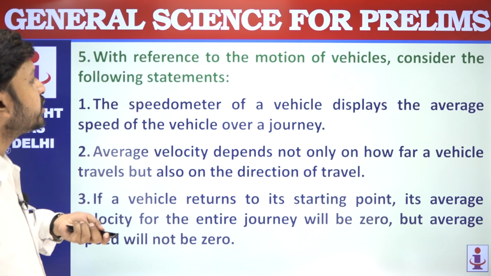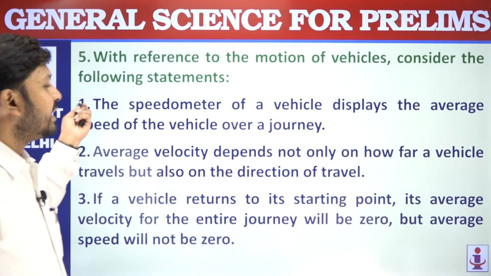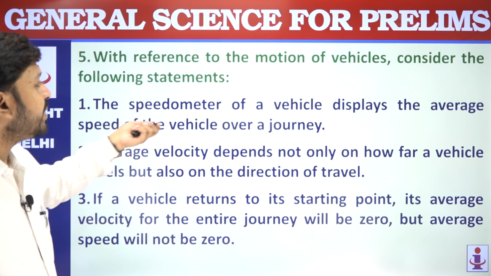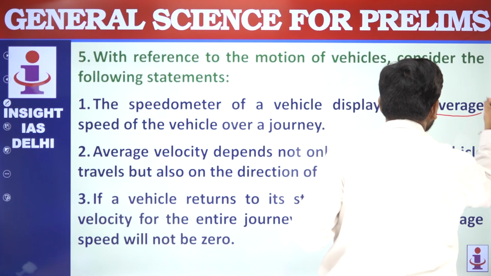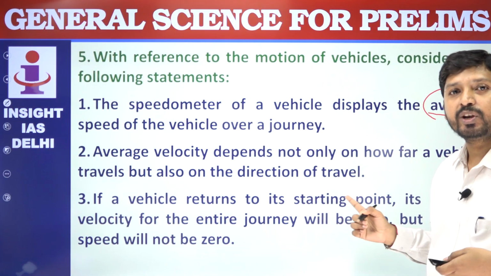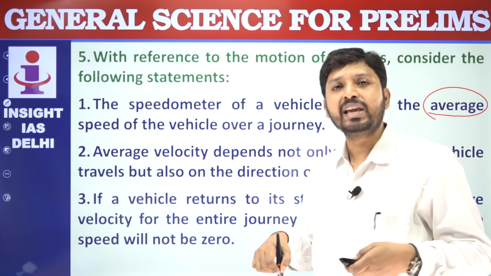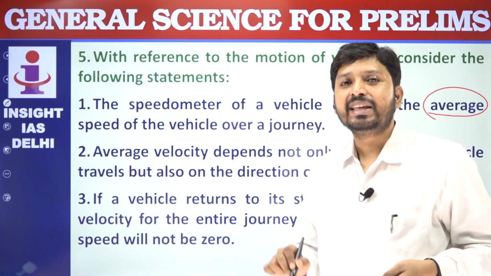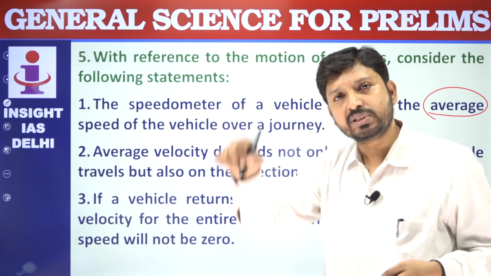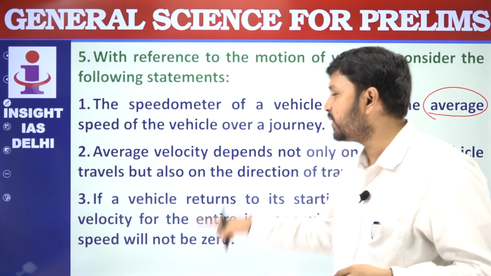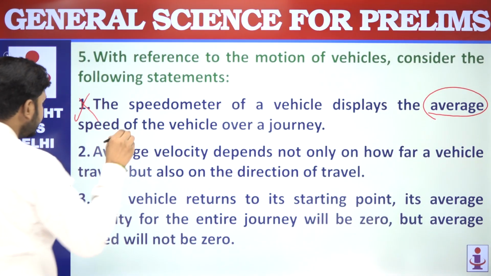With reference to the motion of vehicles, consider the following statements. Let's read the statements. The speedometer of a vehicle displays the average speed of the vehicle in the journey. They are saying average speed, but we know it is not the average speed, but the instantaneous speed, because whenever we are riding a bike or car, when we increase the accelerator, the speed will increase in the speedometer. When we reduce, the speed will be reduced in the speedometer, right? So it is the instantaneous, not the average. So this will be the wrong statement.